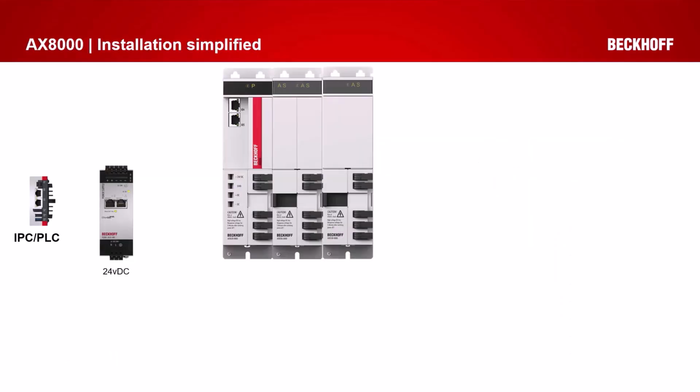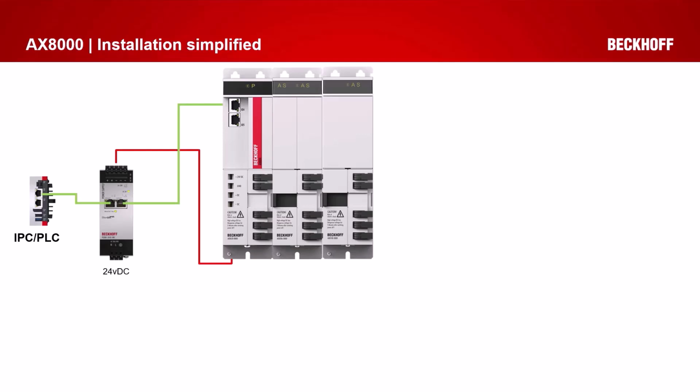Here's an AX8000 system. We have an IPC, PLC, we have a 24 volt power supply, and then we have the drives. We run a single cable to the drive for the field bus connectivity, which is EtherCAT. We run 24 volts to the drive.